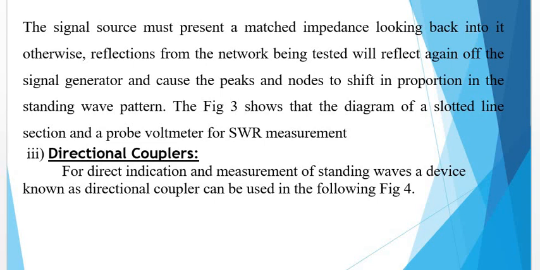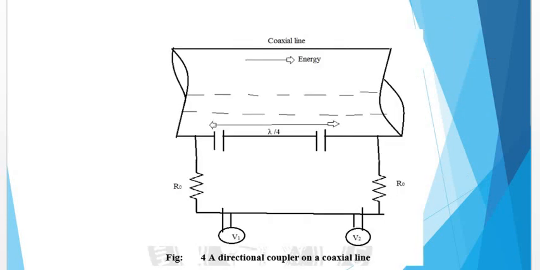Directional couplers are mainly used for the measurement of standing waves. A device known as a directional coupler is used in the figure. So, the directional coupler with the coaxial cable is shown in this figure.